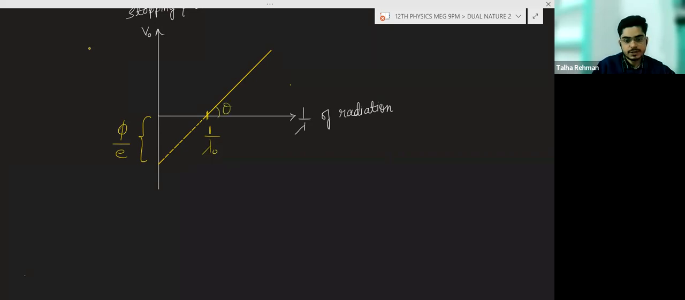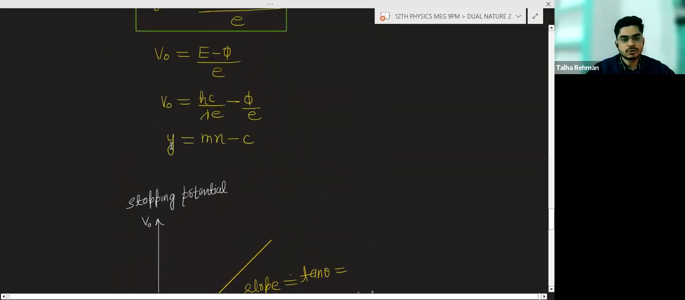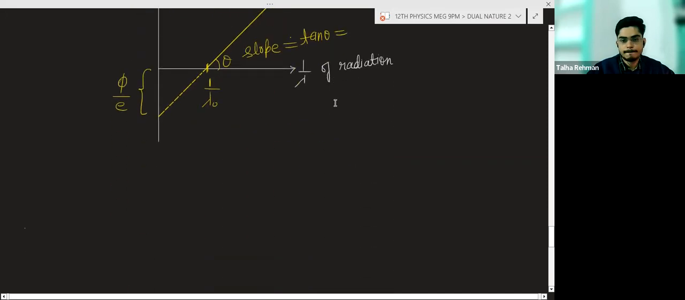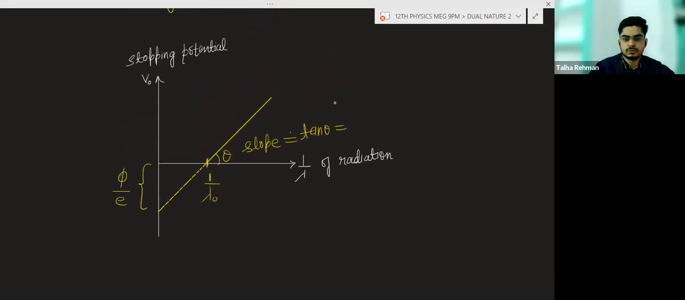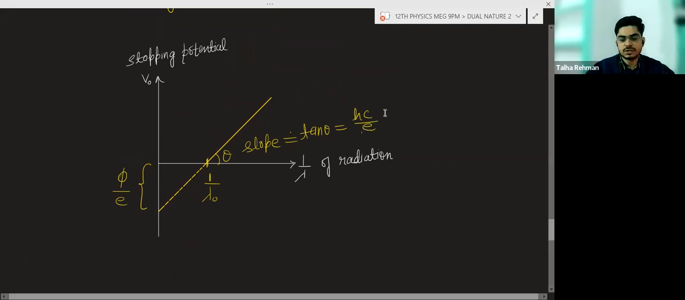Okay, if this angle is theta, then the slope of this graph can be given by tan theta, or from this equation also you can find the slope. Slope is m, so this will be hc by e, because we are drawing the graph between V naught and 1 by lambda. So this will be the slope, hc by e. H is the Planck's constant, c is the speed of light, e is the charge on the electron.